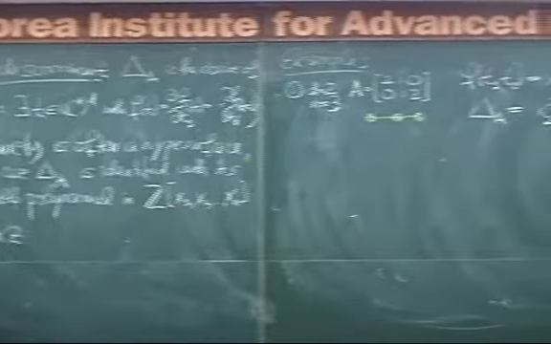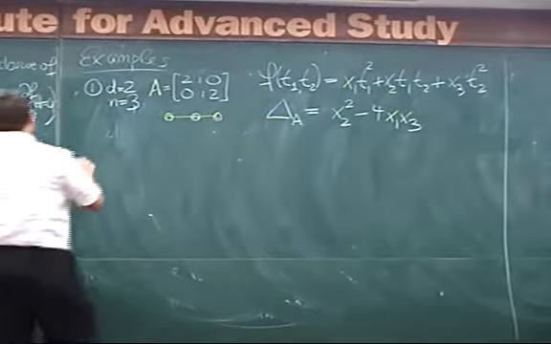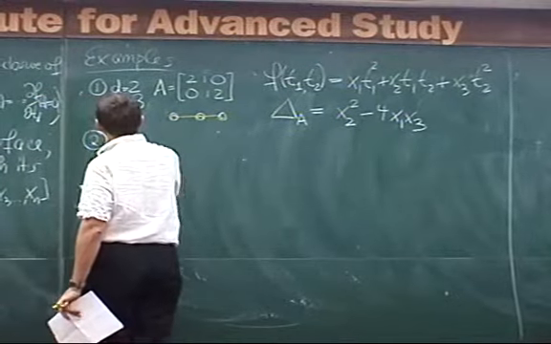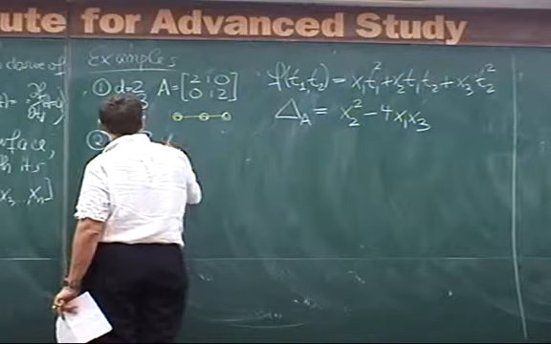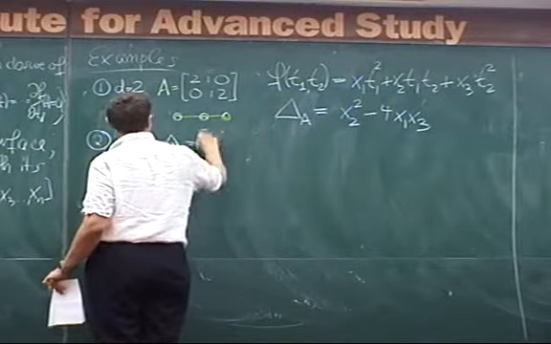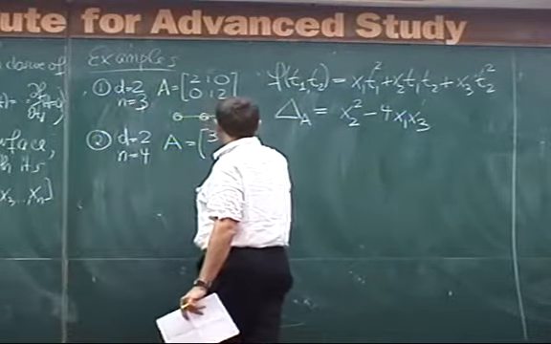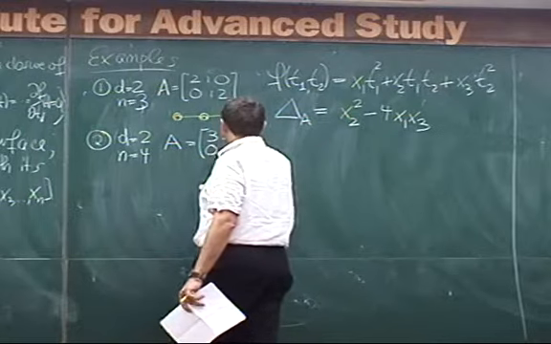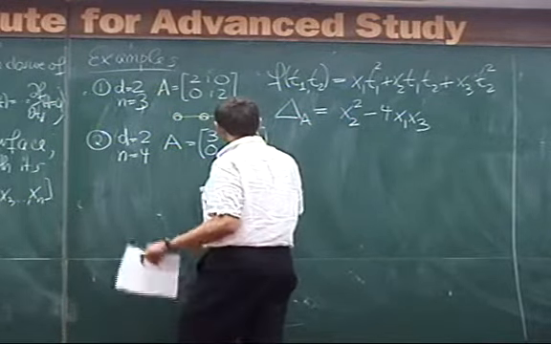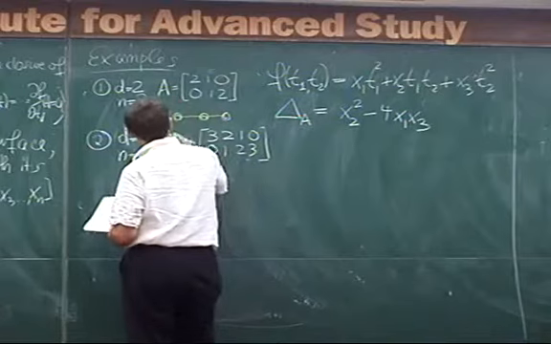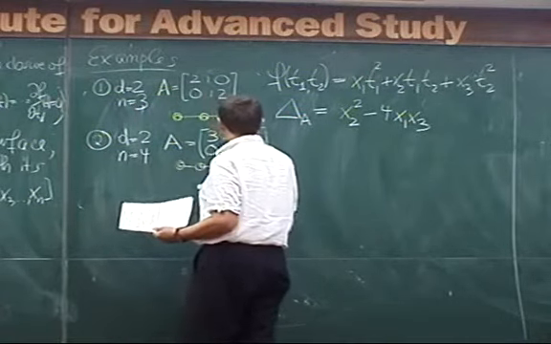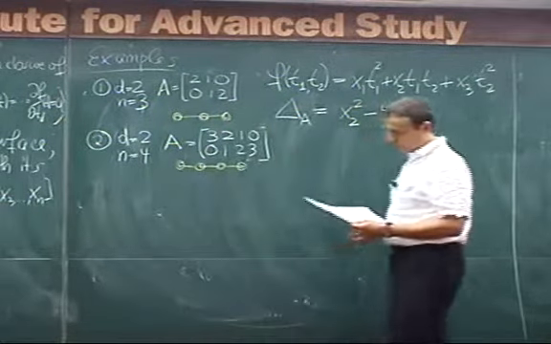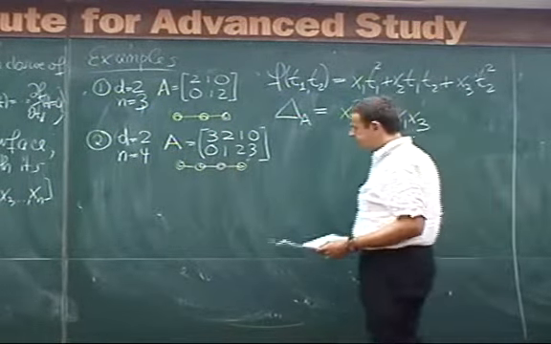Okay, let's go to the next example, 2. Let's go 1 degree up. So let's take d equals 2, n equals 4. So A is now the matrix 3, 2, 1, 0, 0, 1, 2, 3. So now we're going to get the discriminant of a binary cubic polynomial in one variable.